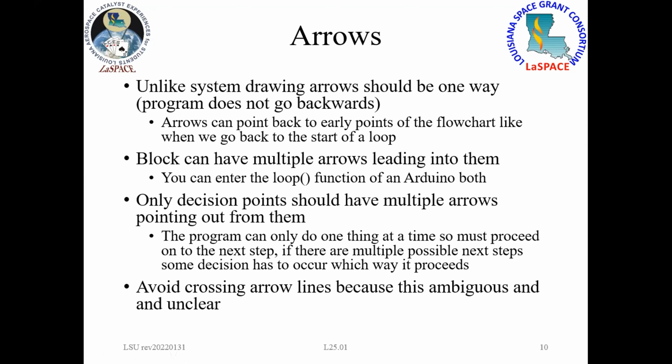That being said, like we said before, only the decision points, the diamonds, should have multiple arrows coming out of them, right? Because if you're going to take multiple paths, that means you're having to make some sort of decision on which one of those is occurring. Just as a point of keeping things clear and readable, you generally want to avoid having lines that cross in these flowcharts because that can be ambiguous and unclear and hard to tell what's happening.